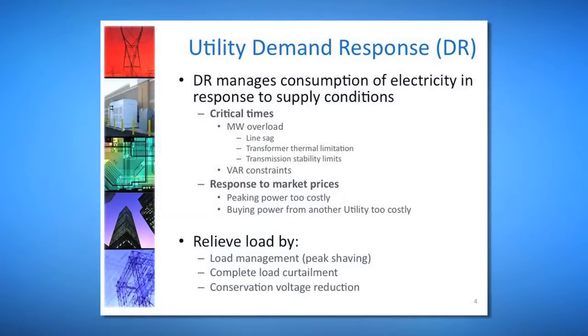You relieve load how many ways? There's load management, you peak shave, you do complete load curtailment, you just turn things off, like in homes, they turn off hot water heaters on the domestic level. And conservation voltage reduction, a nice way to get some demand response. If you lower the voltage, you lower the amps consumed in most devices, and therefore you can lower the watts.